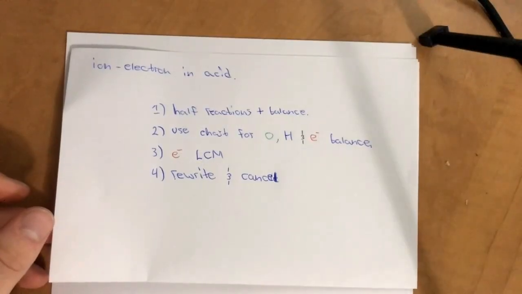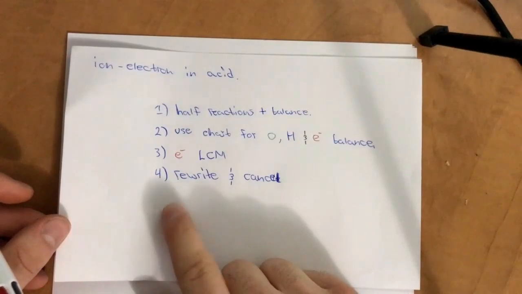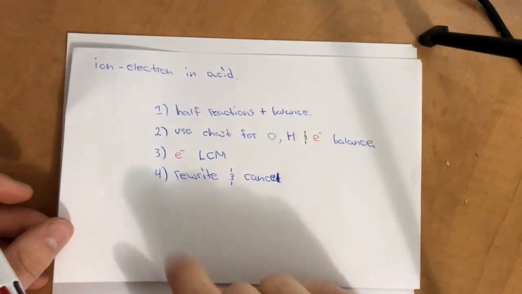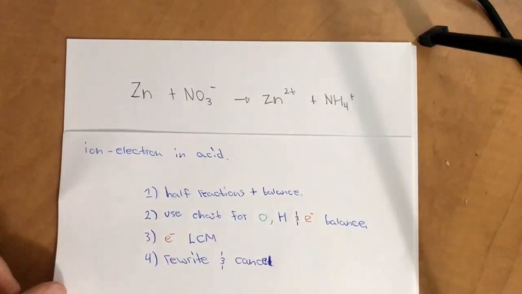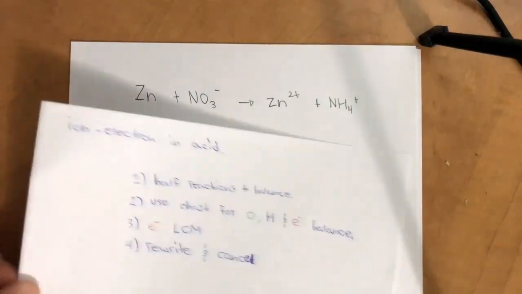Now we're going to move on to balancing a reaction using the ion-electron method within an acid. Now there's a total of 4 steps for this one, 4 general steps, and this is the equation that we will be balancing. Let's start with step number 1, find your half reactions and balance.